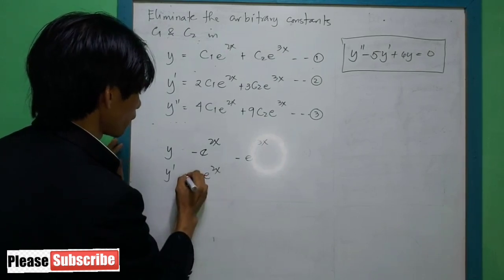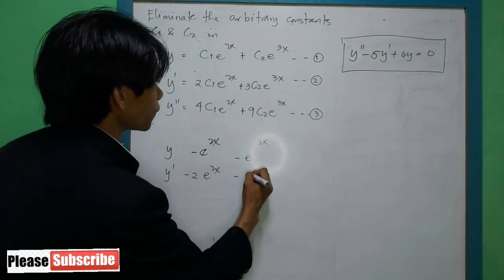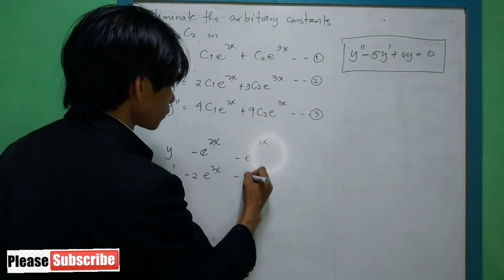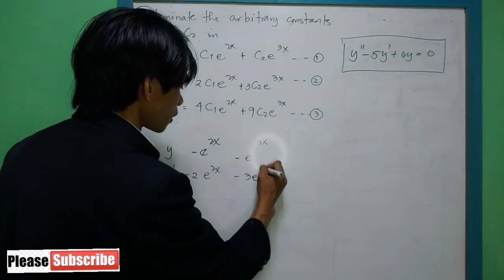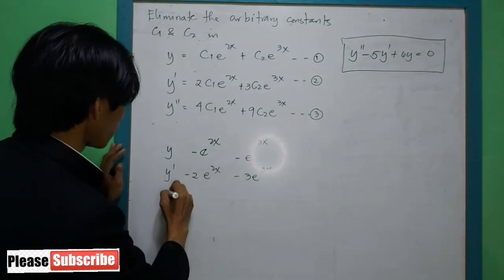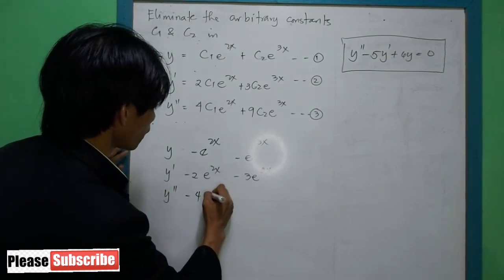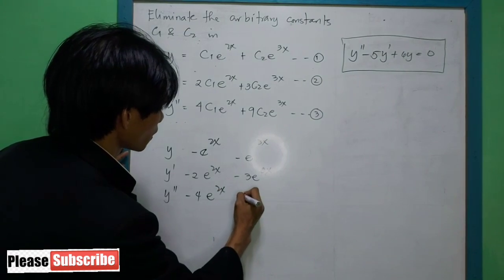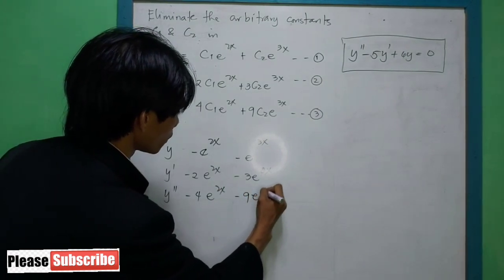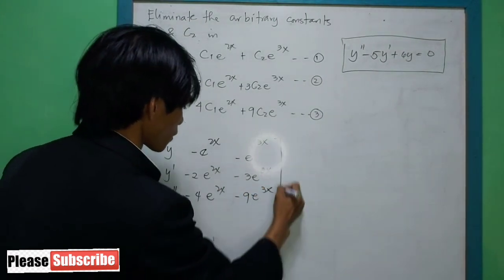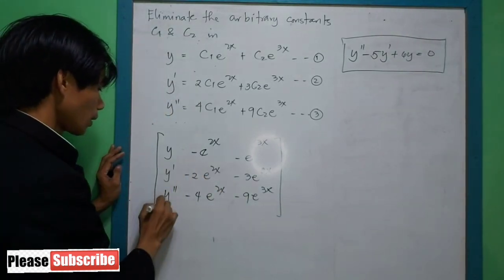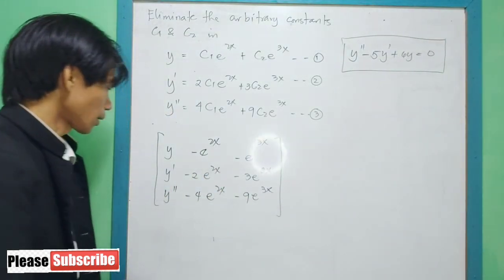Pagkatapos, sorry, this should be negative 3 e to the 3x. The other one is y double prime is negative 4 e to the 2x minus 9 e to the 3x. So, ito na yung matrix natin.